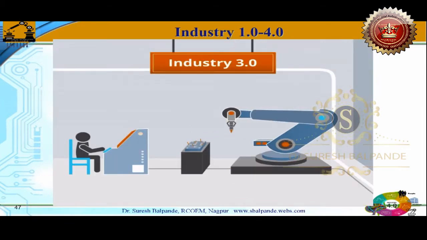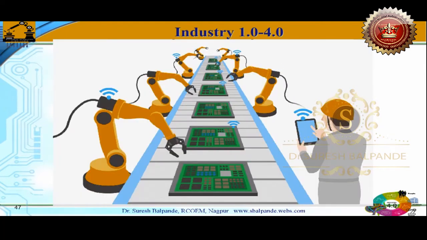Then this is 3.0, where the person is not directly involved. The person is sitting at the computer, programming it and just giving the command. The robotic arm is executing the task. So this is Industry 3.0, where we are using the computer as a control device. This is Industry 4.0, just giving the commands to multiple robotic arms. They will perform the operation as per the programming and as per the requirement.